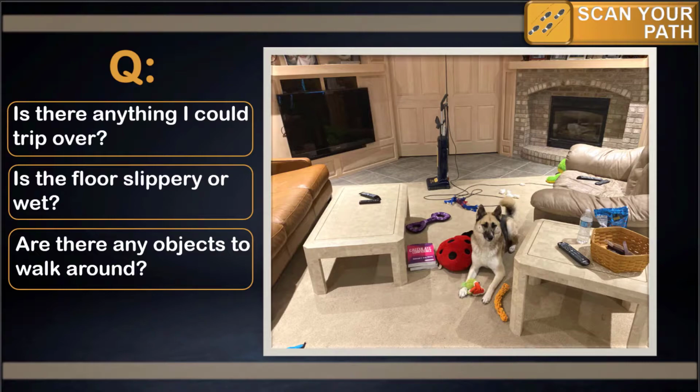Scanning your path means you're going to look down and to the sides of where you're going, and you can ask yourself, is there anything that I could trip over? Like in this picture, it could be the dog toys or magazines on the living room floor.